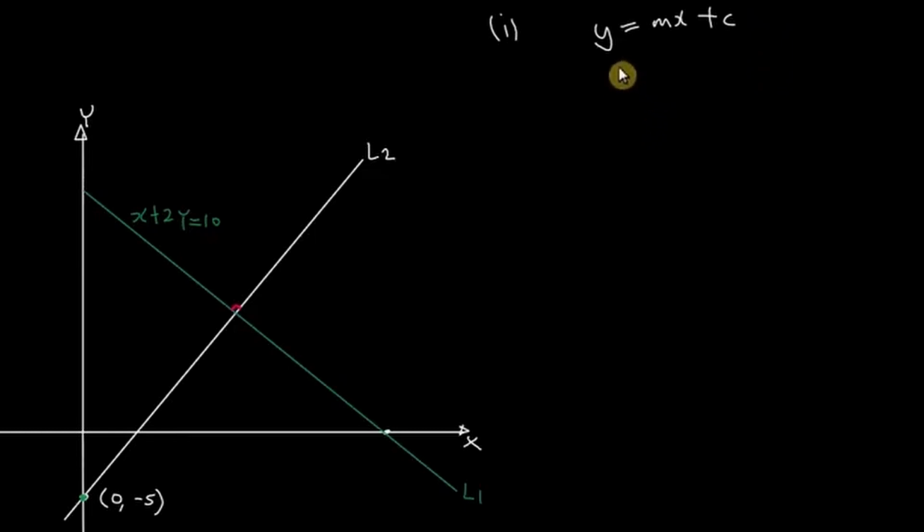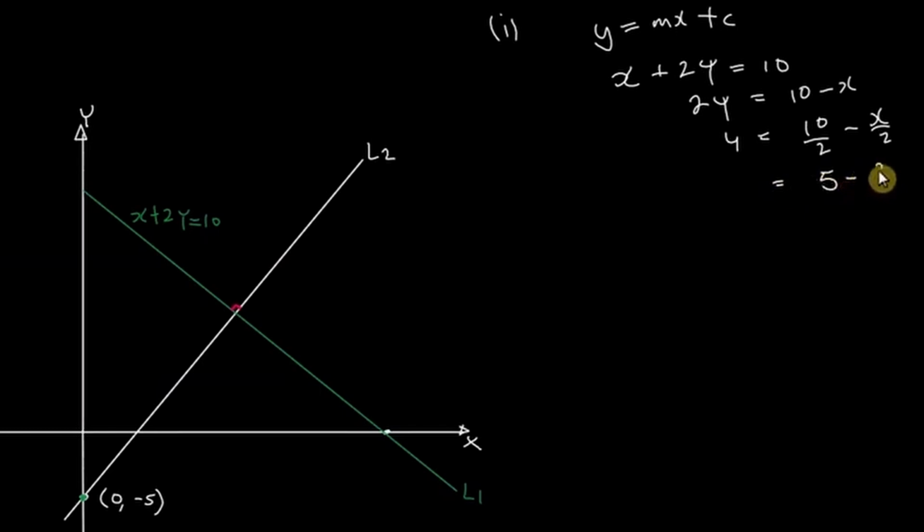So if x plus 2y is equal to 10, then we can write 2y is equal to 10 minus x. Therefore, y is equal to 10 over 2 minus x over 2, which is the same as 5 minus x over 2. So y can be written as 5 minus x over 2. So we could write that here. The same equation, simply a different form.